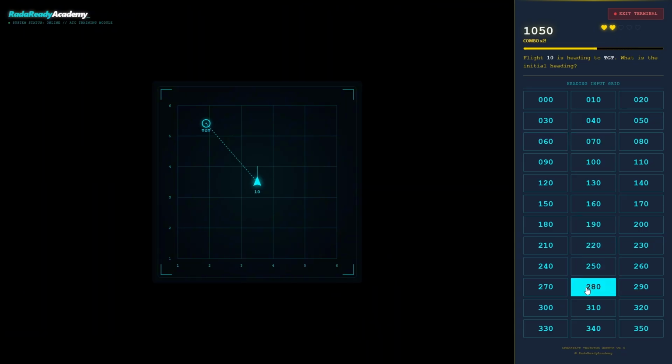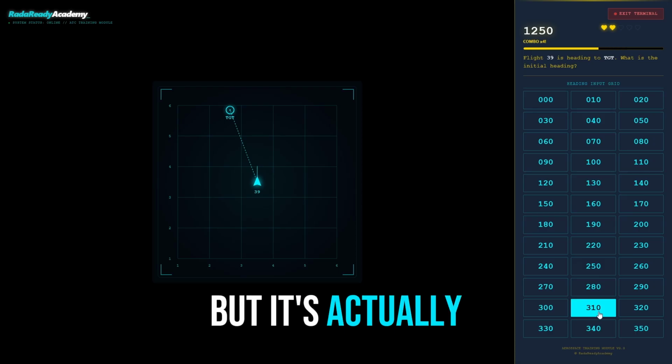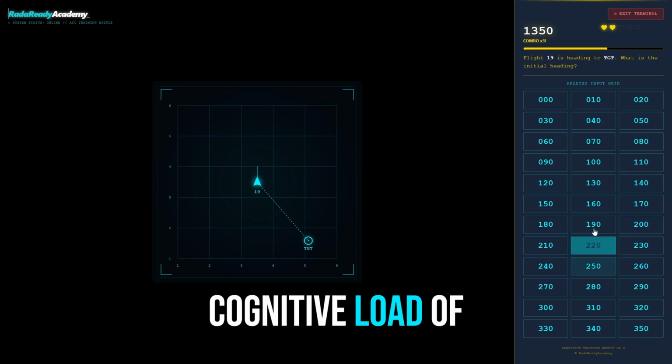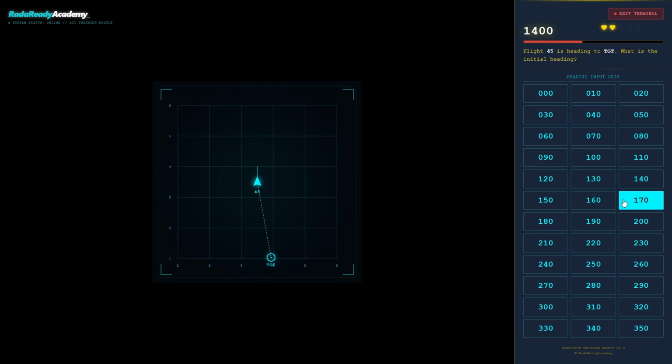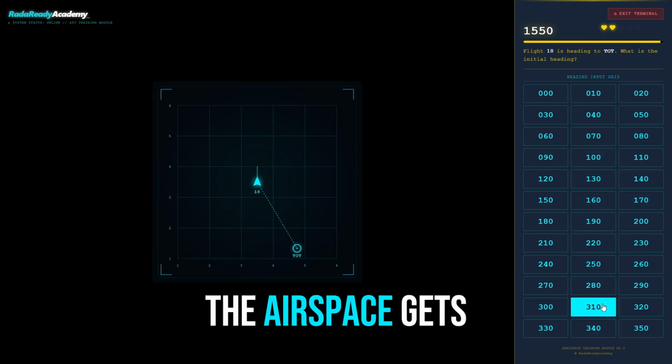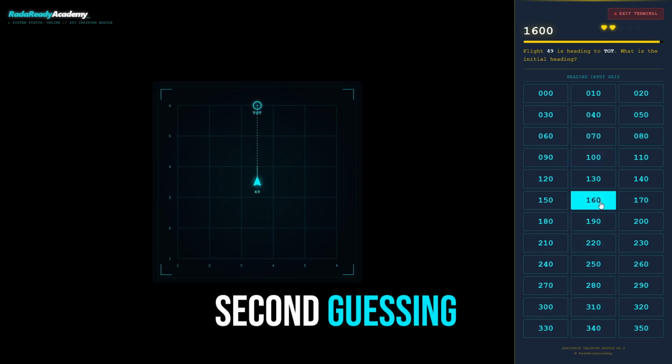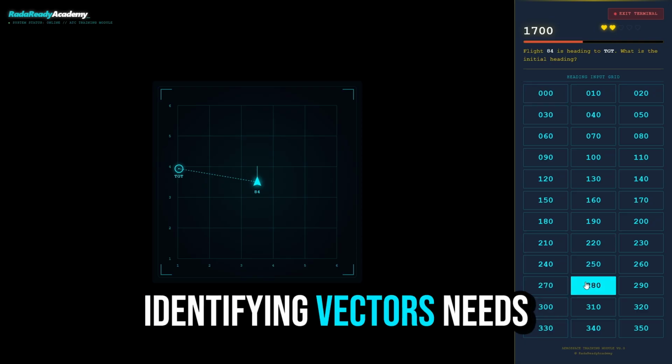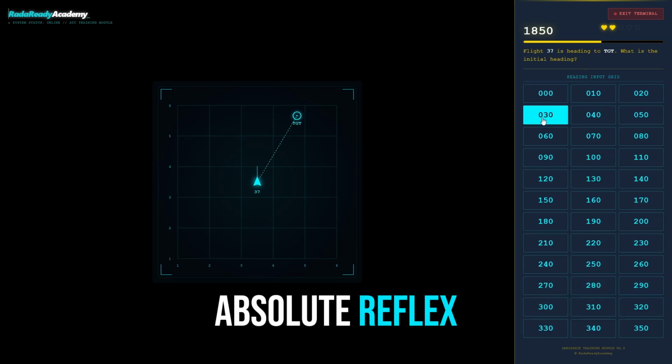090, 180, 220, 310. It becomes a rhythm. This might look like just a video game, but it's actually simulating the extreme cognitive load of a real air traffic controller. In a live control tower, when the airspace gets crowded, you don't have the luxury of second-guessing. Identifying vectors needs to become an absolute reflex.